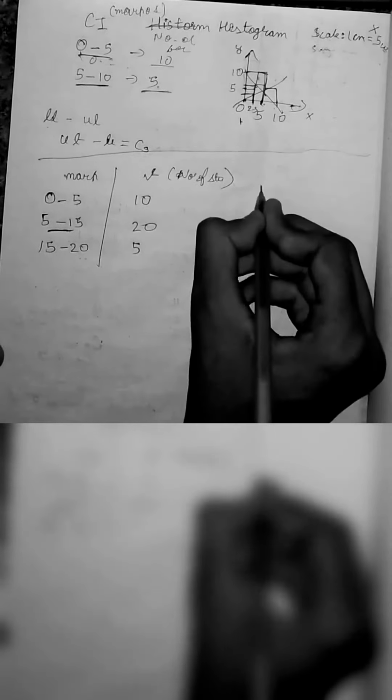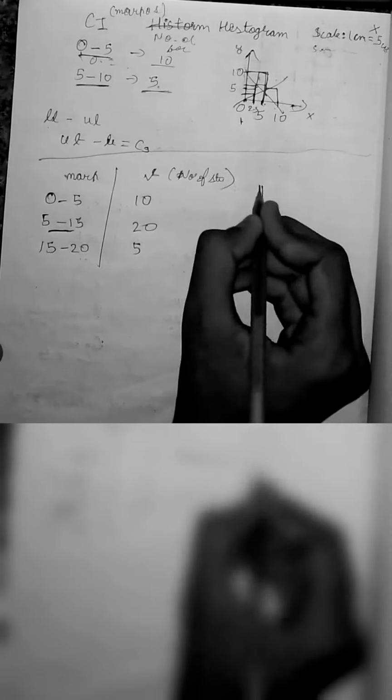Now consider this example. It is the same marks and frequency. Here from 0 to 5, let's say 10, and from 5 to 15. Note that here the class size is not the same, 20 students, and now 15 to 20, say 5 students. It is the number of students. So what we often draw is like this.